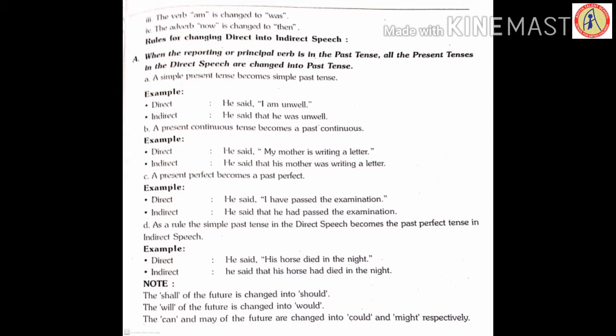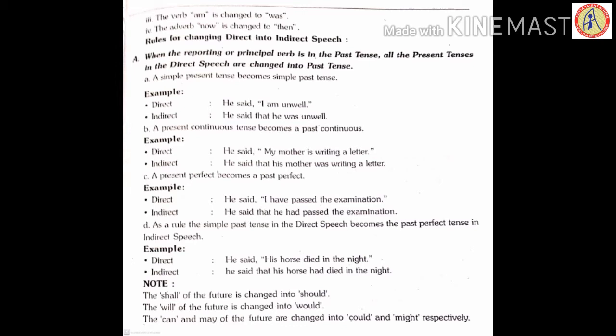Now rules for changing direct to indirect. First one, when the reporting or principal verb is in the past tense, all the present tenses in the direct speech are changed into past tense. A simple present tense becomes simple past, means present V1 changes to V2. Whereas past tense V2 changes to past perfect, had plus V3 form. Present continuous, past continuous. Present perfect, past perfect. Past tense changes to past perfect. So these are very important. If you go through examples, you will understand.